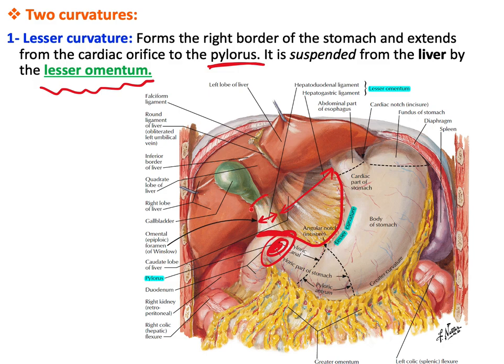We call it the hepatoduodenal ligament, and this one is the hepatogastric ligament. Both we call lesser omentum.